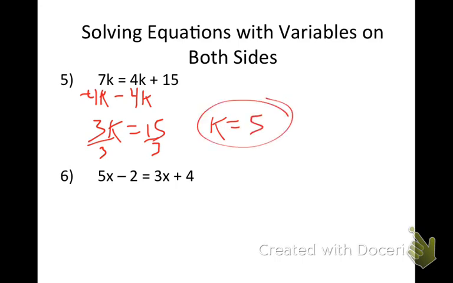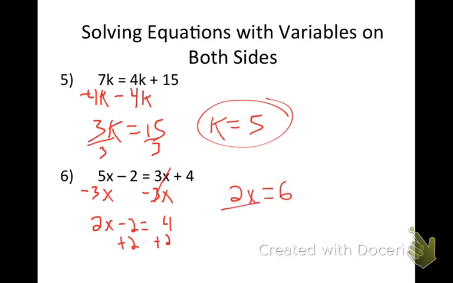Now in 6, same thing here. I can move either x. Which one would you suggest moving though, Joe Daniels? Why? Yeah, it's smaller. It's going to ensure that I have a positive variable. So I get 2x minus 2 equals 4. Add the 2. 2x equals 6. Divide both sides by 2. I get x equals 3. All right.